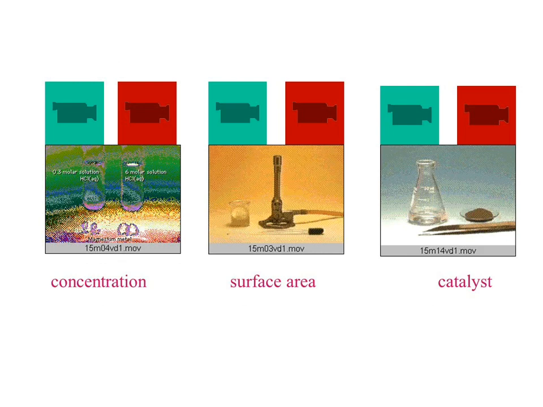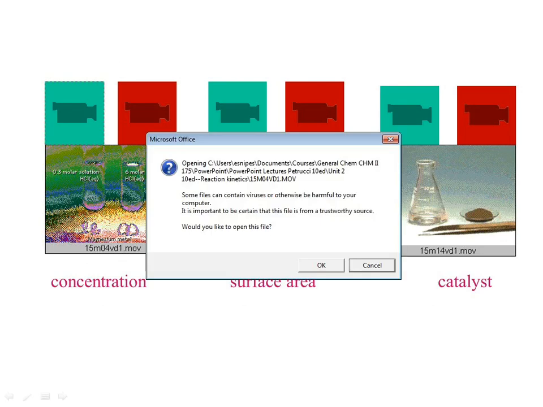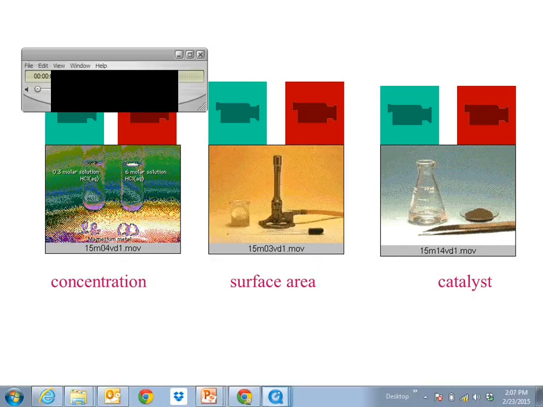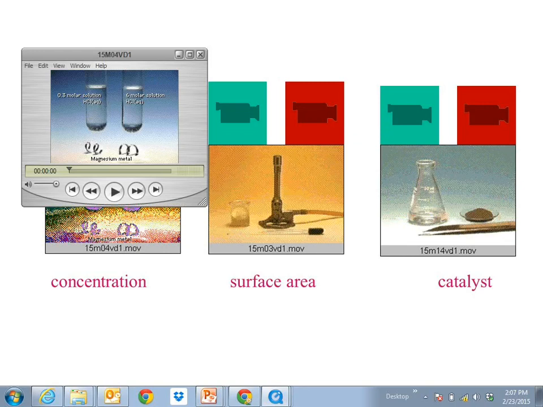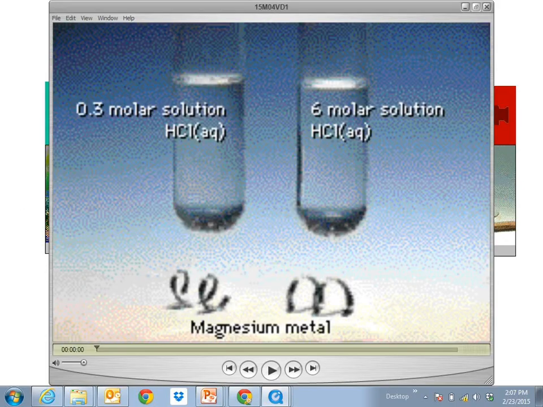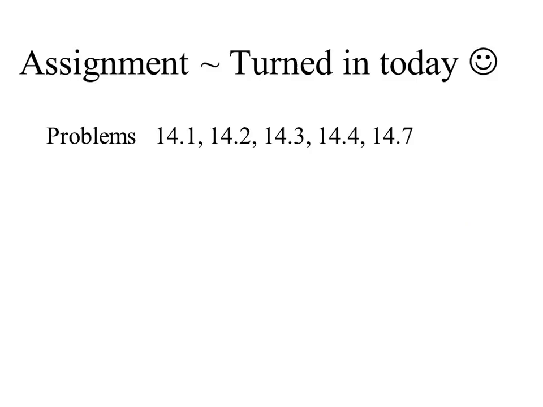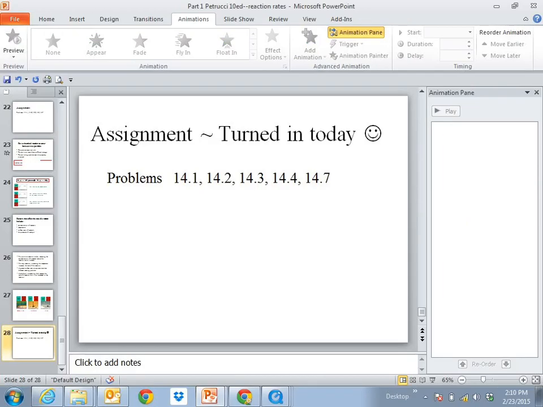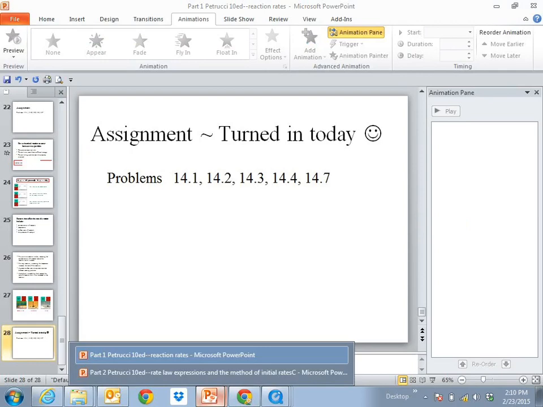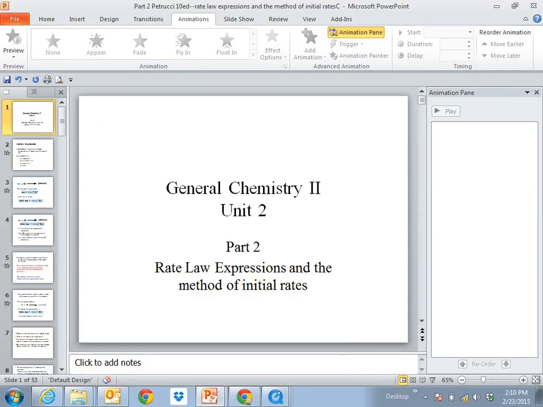Oh, we are cooking with Crisco now. In the test tubes is hydrochloric acid. Okay. So, on to something that you haven't turned in the homework for yet.